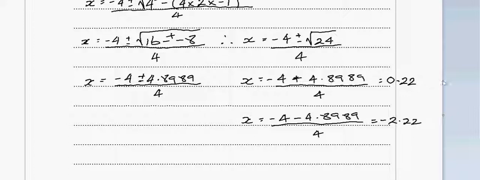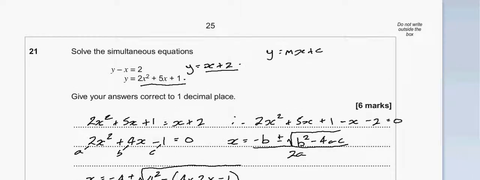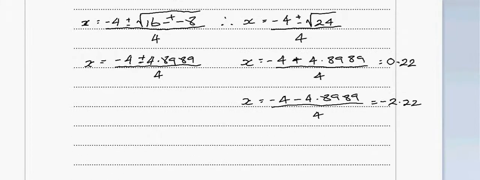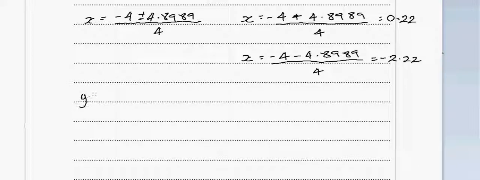Okay. So I now have my two x values, but I've also got to find out what my y values are. So I'm going to take this equation here. I could put it in both of these equations, but this is a nice simple equation because I've got to find y. So y equals x plus 2. So if y equals x plus 2, then y would equal, now if this is 0.22, this would be 0.22 plus 2. So I can say that y equals 2.22.